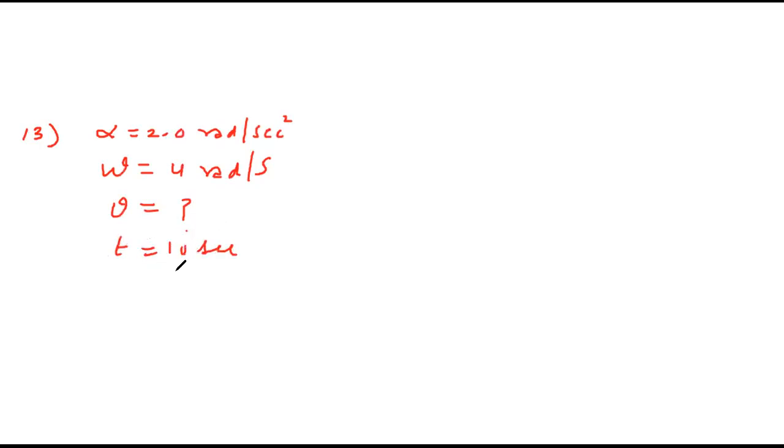Number of revolutions in 10 seconds. So this is in radian. So how is number of revolution theta? One revolution means 2 pi radian. So when I get 2 pi radian, I will say 1 revolution. So theta, if I find in radian, I will divide by 2 pi. That will become revolution.